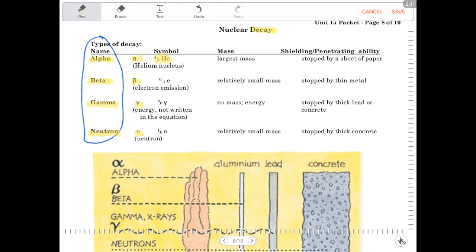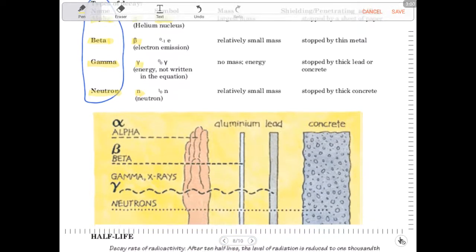So when we're talking about decay, we have one element, and it has a nucleus. What happens is it's going to lose part of it. If it's alpha decay, it's going to lose a helium nucleus out of the nucleus overall. If it's beta, it's going to lose what we call an electron, which is just electron emission. Gamma is just energy. It's not really written in the equation. It's just energy. No mass is lost. And then with neutron, you're losing a neutron.